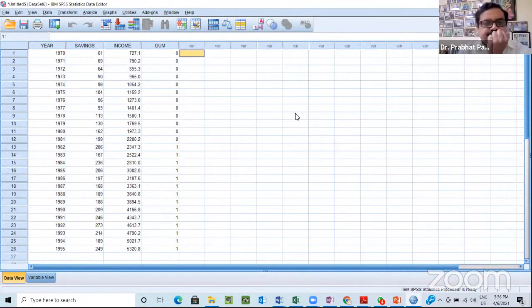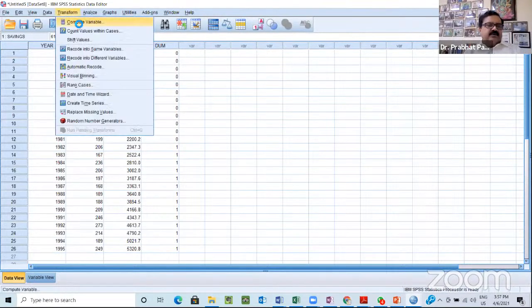All right. So you can see here how the dummy has been created. We have put 0 from 1970 to 1981. And 81 is the period where some policy changes happened. And after that, from 82 to 1995, we have put 1. So that's how the dummy has been created. So we need one more variable, and that variable is the multiplication of dummy into saving. So DX. So we have to create that.